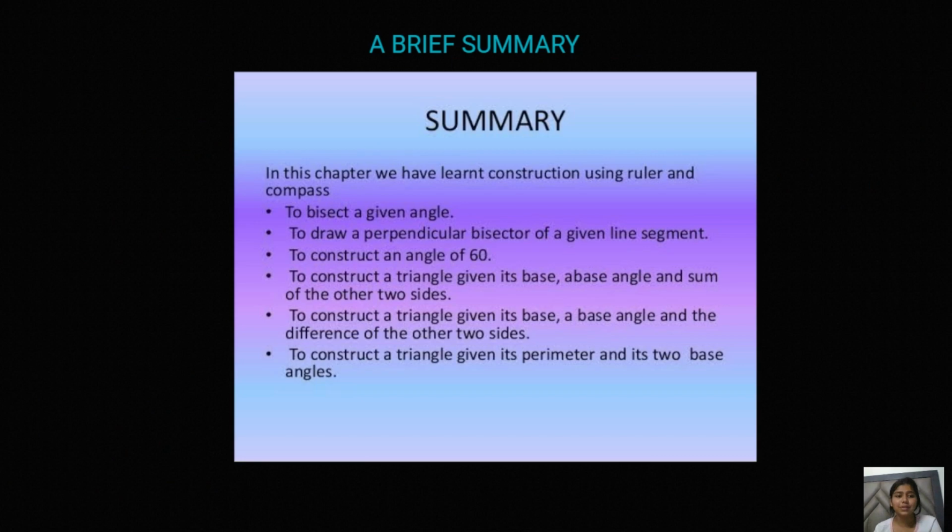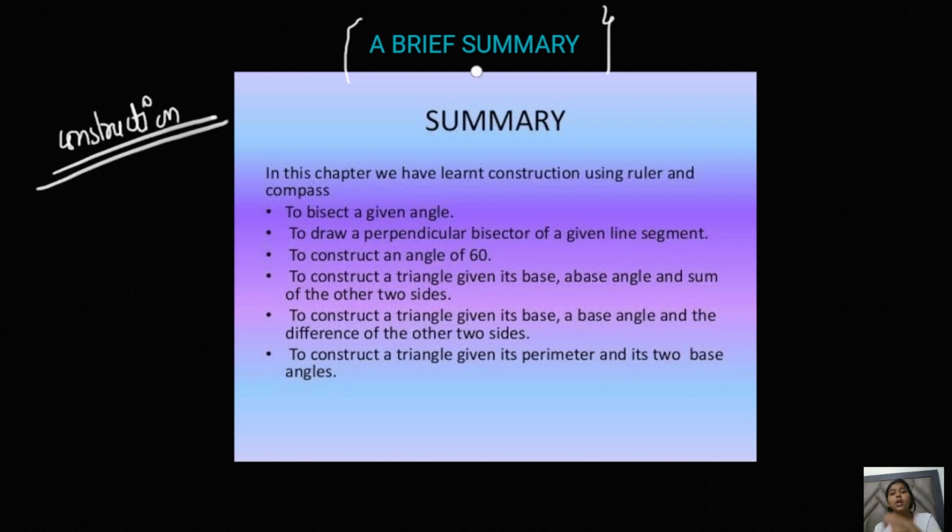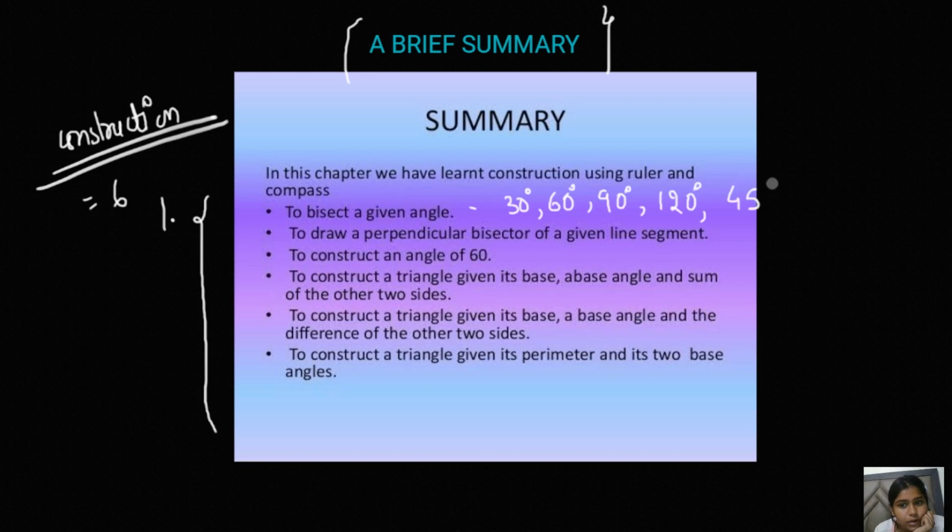Now the last slide is basically the summary. This is a brief summary for you people, so you can have a better understanding about the chapter constructions. Construction is a very easy chapter, right? So basically in this chapter we have learnt 4 types of constructions. Our first construction is to construct or bisect a given angle. Here we learned how to bisect angles like 30, 60, 90, 120. These are the most important angles you have to learn. Then 45 degrees, even 22.5 sometimes, right?